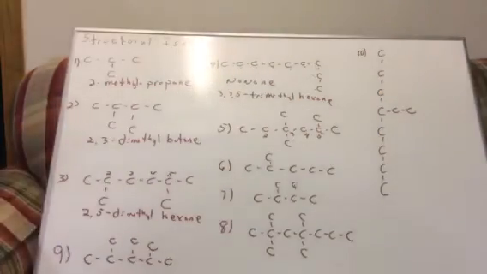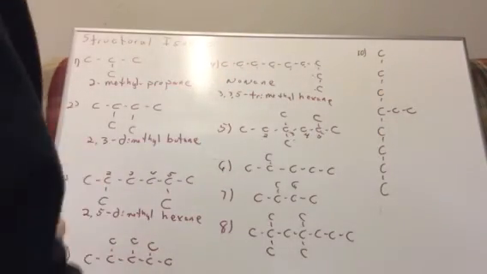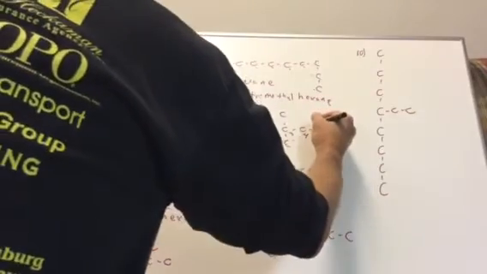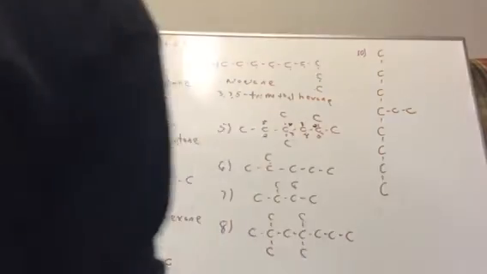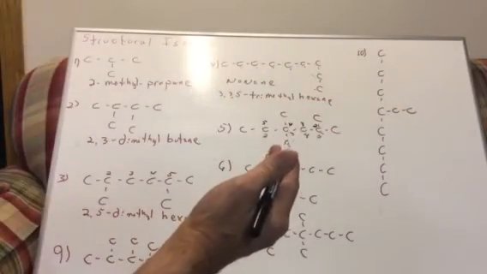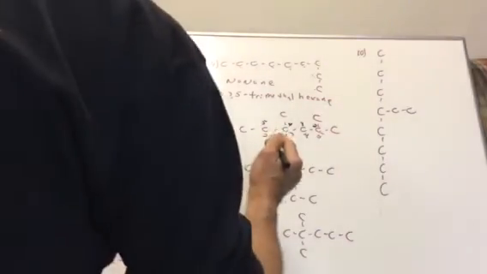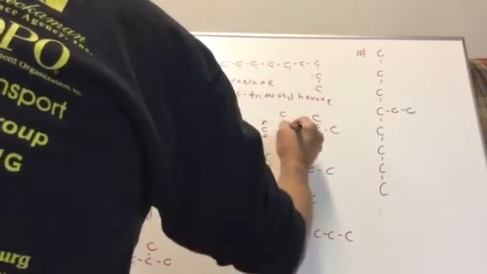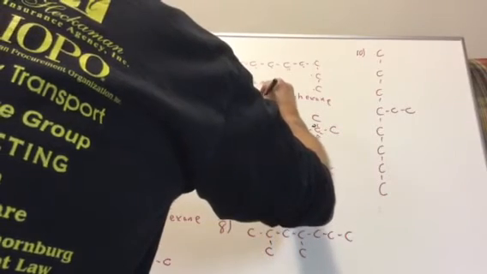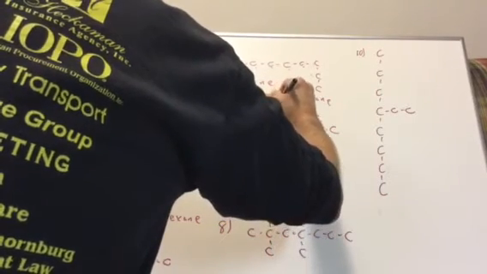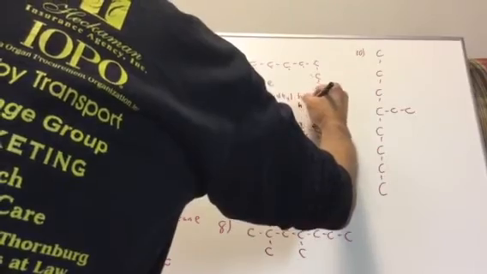And let me grab a different marker, I've got a black marker. What if you started numbering over here and you get 2, 3, 4, 5 this way? Well, then that name becomes 2, 4, 4 trimethyl hexane.